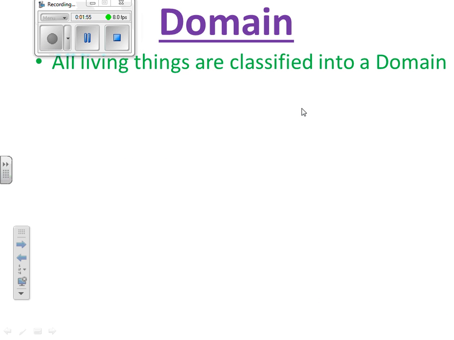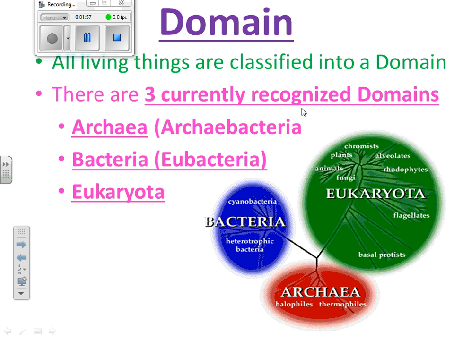Alright, so again, all living things can be put into a particular domain. There are 3 currently recognized domains. In science, sometimes after further study, things change. So it used to be something else, but now it's 3. They are archaea, sometimes called archaebacteria, bacteria, sometimes called eubacteria, and eukaryota.